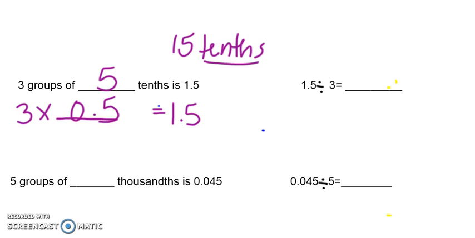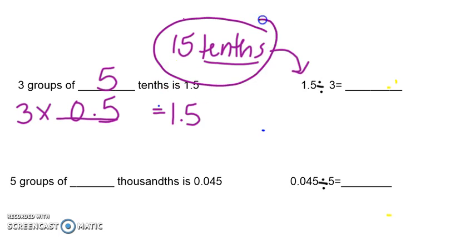Now when we're looking at this with the inverse operation of division, I'm looking at this the same way. I'm looking at 1 and 5/10 as 15/10 divided by 3. 15 divided by 3 equals 5. So 15/10 divided by 3 equals 5/10.